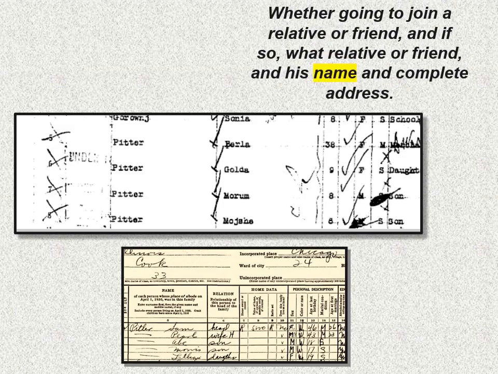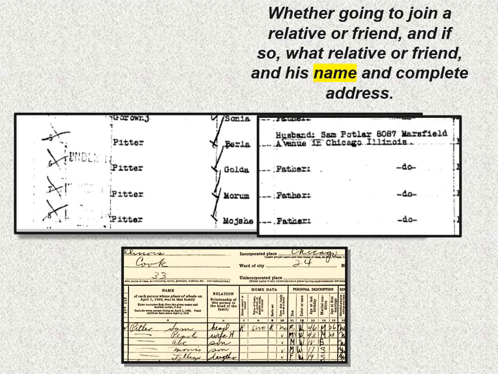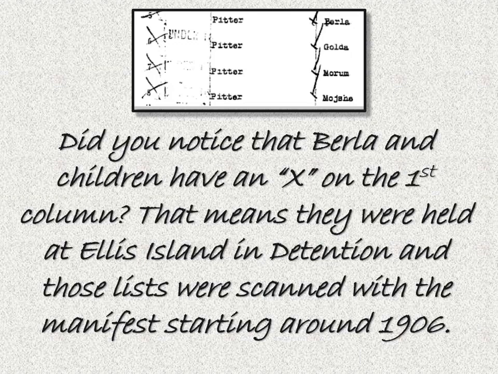There's also a column in this particular year where they're going to join a relative or friend, and if so, what relative or friend and his name and complete address. And guess what that shows? It shows a husband, Sam Potler, in Chicago, Illinois. Bingo, bingo. Did you notice that Burla and children have an X on the first column? That means they were held at Ellis Island in detention, and these lists were scanned with the manifest starting around 1906.